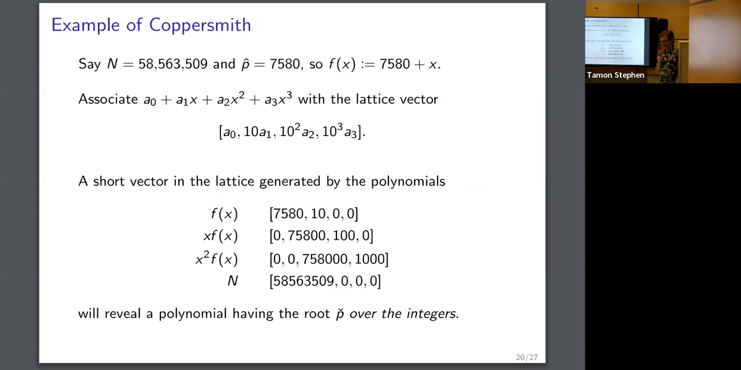Okay, so here is the lattice that we set up. Let's say n is the number to factor. P hat are the high bits of p. And then we set up our polynomial f, which is going to have the small modular root that we want to find. Now you associate a degree 3 polynomial with a vector of dimension 4 here. This is an easy one-to-one correspondence: you just take the coefficient vectors and stick them into the lattice vector. And you look at certain polynomials, shifts of f and the constant polynomial n. They generate this lattice basis. So it's just linear algebra: you have vectors, which you can stick together into a matrix.